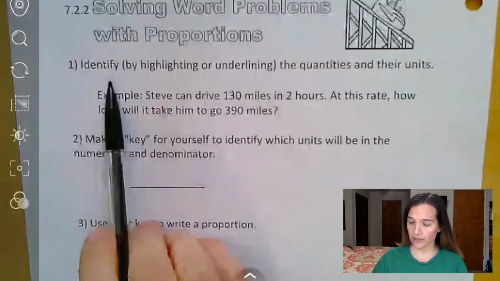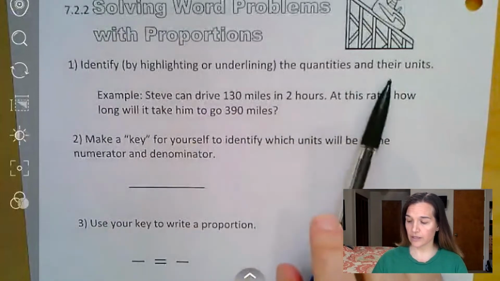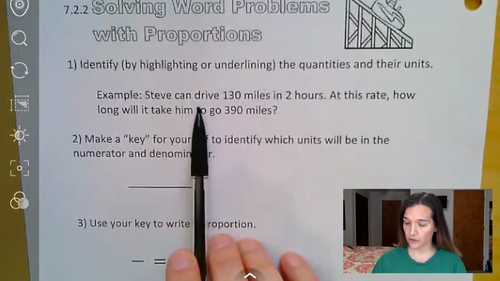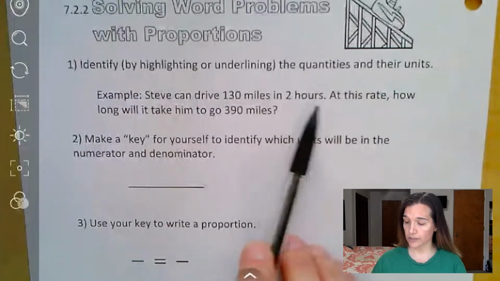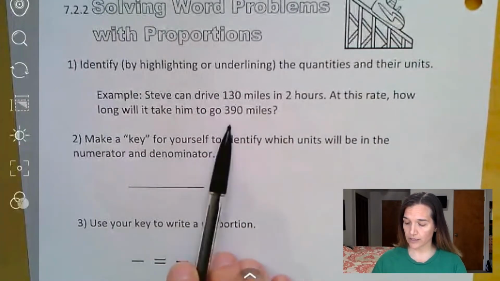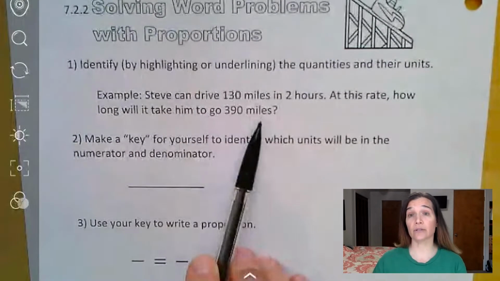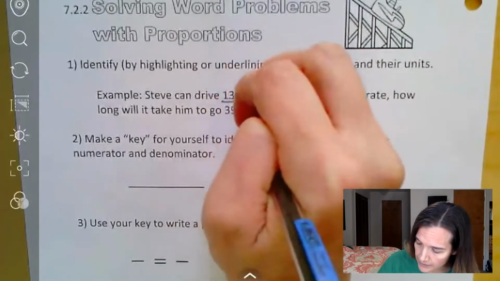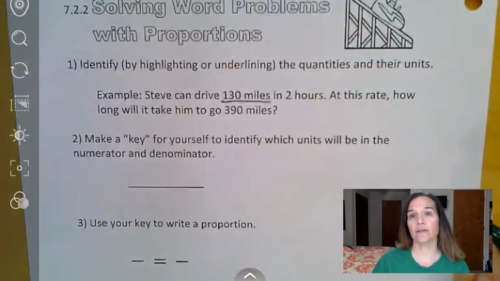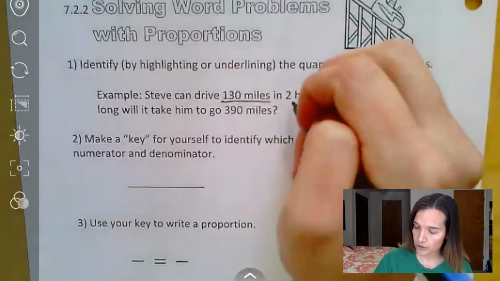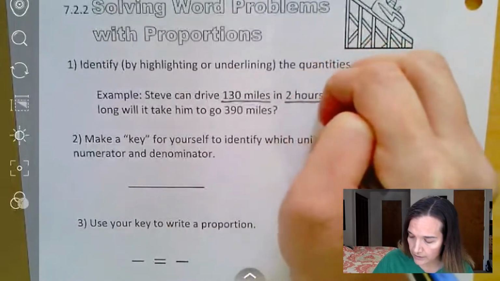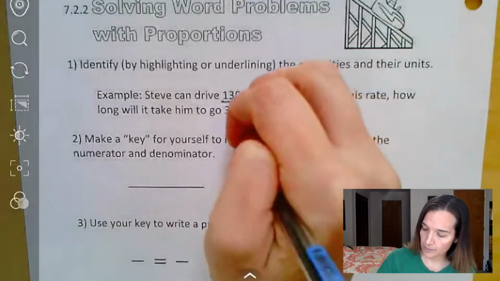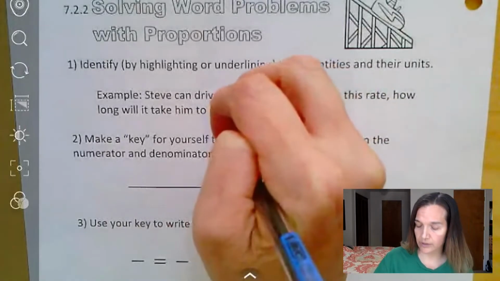First step would always be identify the quantities and their units. So if I'm looking at this problem, it says Steve can drive 130 miles in 2 hours. At this rate, how long will it take him to go 390 miles? So I look for all the numbers I need. I need 130, but its units are miles, and that's important. I see the number 2, but its units are hours. Again, these units are going to be very important. And on our last part, the question, 390 miles, again, we've got miles there.